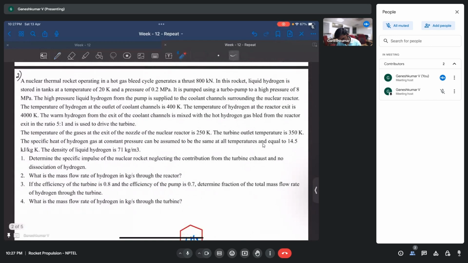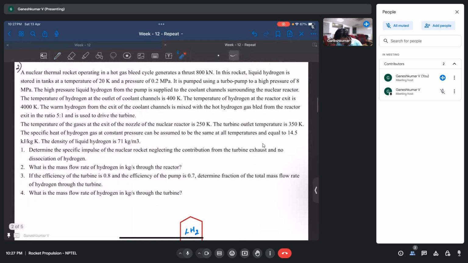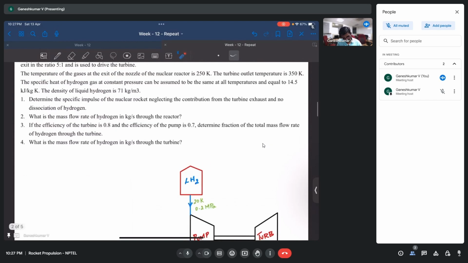A nuclear thermal rocket operating in a hot gas bleed cycle generates a thrust of 800 kilonewton. In this rocket, the liquid hydrogen is stored in tanks at a temperature of 20 Kelvin and the pressure is 0.2 megapascal. So basically, there is a liquid hydrogen tank, and the hydrogen stored is at 20 Kelvin and 0.2 megapascal is the pressure in the liquid hydrogen tank.